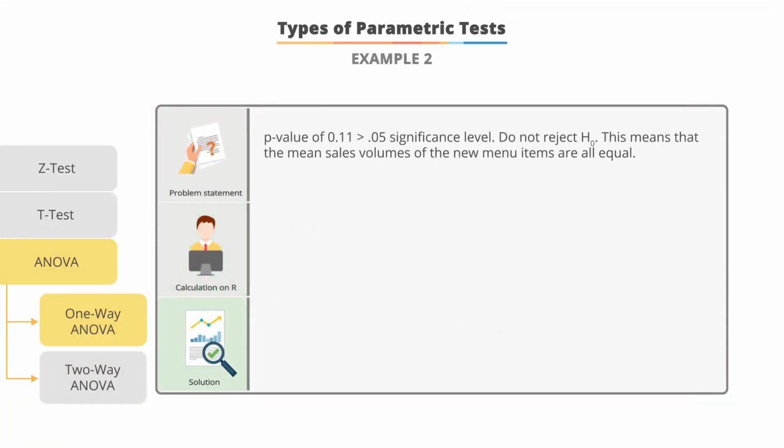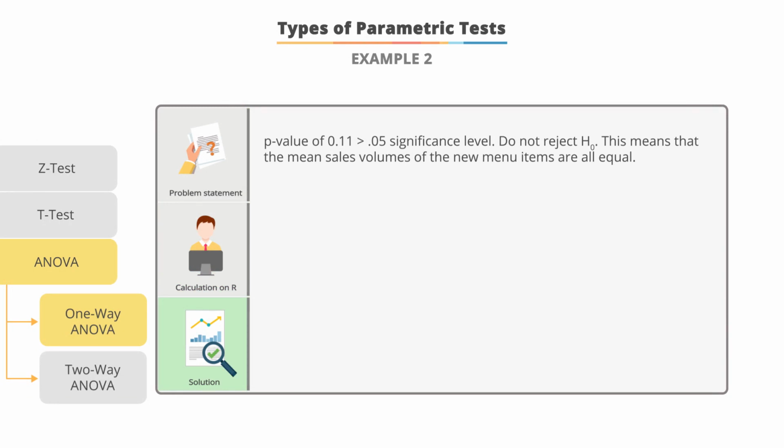So the f value shows a 2.54 and a probability of 0.11. Well, what does that mean? If you recall from our earlier work, that 0.11 is greater than 0.05, which means we fail to reject the null hypothesis. And that means that the mean sales volumes of all these new menu items are equal. Does that make sense? Perfect. Then we'll move on.